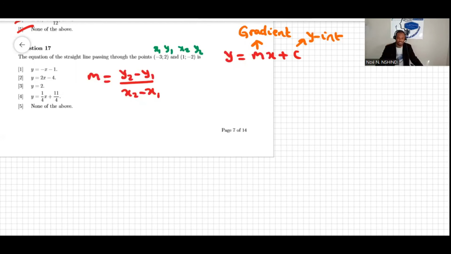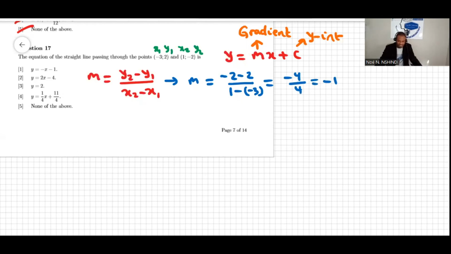So m will be equal to y2, which is -2, minus y1, which is 2. So we're going to do -2 minus 2 over x2, which is 1, minus x1, which is -3. So that will be 1 minus, careful here, it's minus 3. That is equal to -4 over 4, because 1 minus -3 makes 1 plus 3, which is 4, and then the gradient is -1.